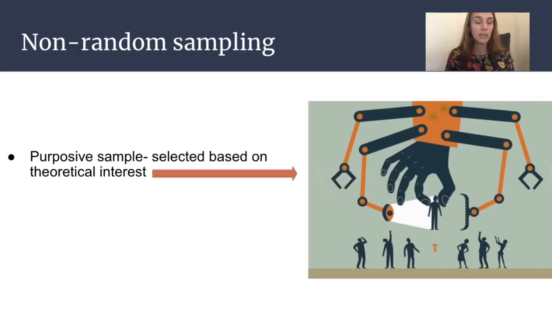Then we have one more type of non-random sampling called purposive sampling. We can think of this as case studies, if we've heard of this term before. It's when we select an individual based on a specific interest. Maybe we pick somebody who had a stroke and has damage to a particular part of their brain, and we want to know what the outcome of that damage was. We would select that person and do some research on them.